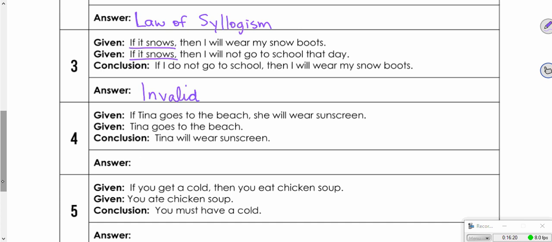Number 4, if Tina goes to the beach, she will wear sunscreen. Given Tina goes to the beach. So the conclusion is Tina will wear sunscreen. Yeah, law of detachment.